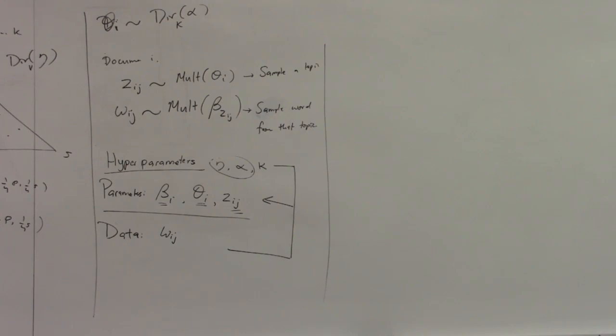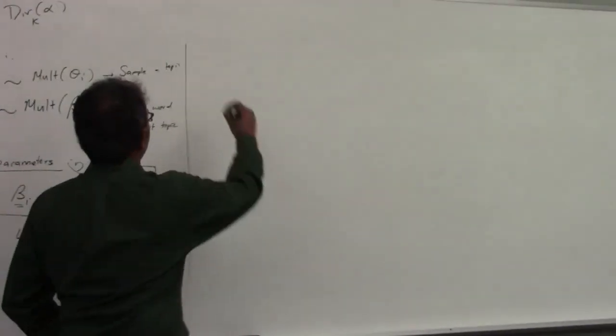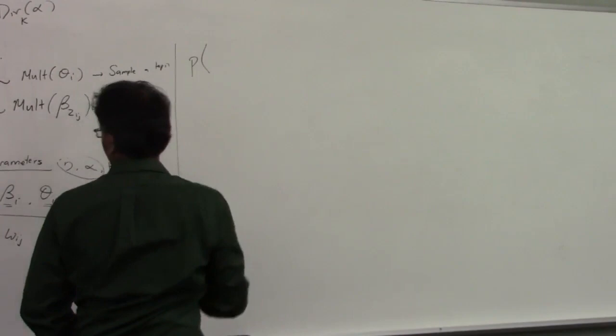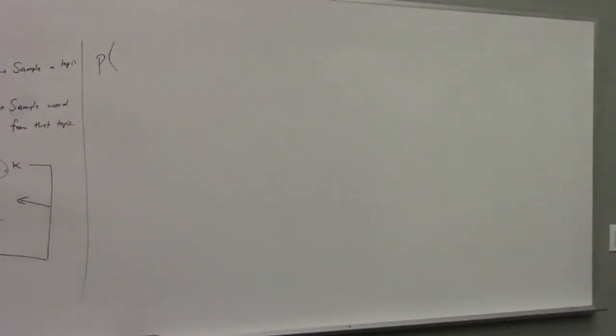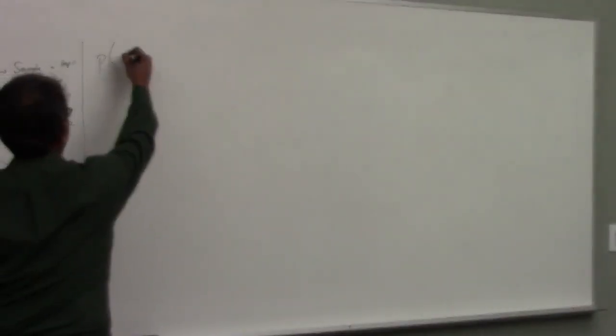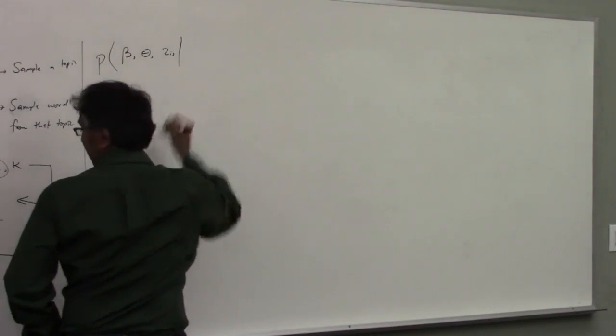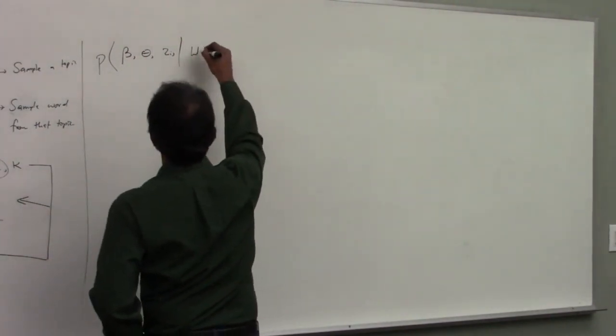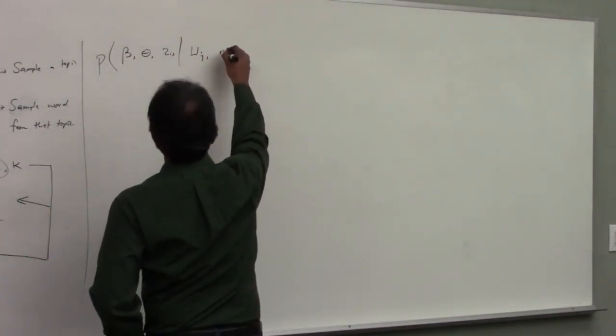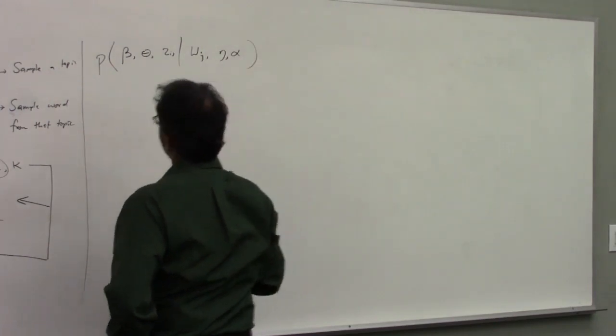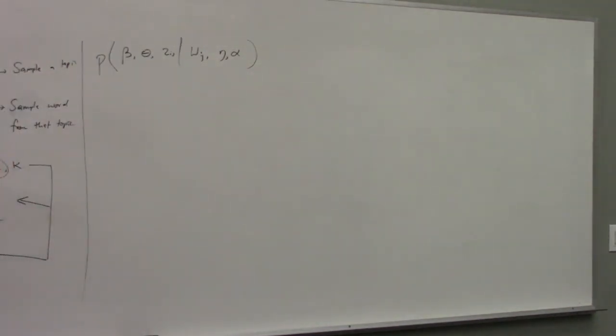So basically what you want to determine, in a Bayesian world, is the posterior estimates of these parameters. You don't want to just determine a point estimate. That would be one thing you could do, but you also want to determine the distribution. So you want to determine distributions over the betas, the thetas, and the zij's, given the wij's, the etas, and the alphas. Okay? So this is a very gigantic probability distribution.